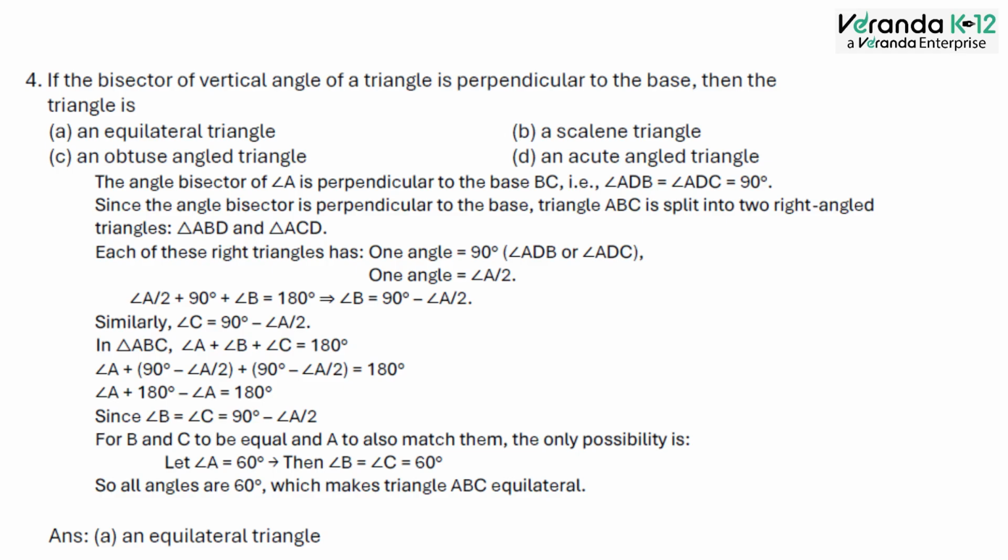So just consider this: A by 2 plus 90 plus B is 180 degree, that is B is equal to 90 minus A by 2. Similarly, we can tell angle C is also 90 minus A by 2. So this is possible when the two base angles are equal, then two sides are also equal, then obviously it is an isosceles triangle, and similarly we can prove the other two sides are equal, then the triangle will be an equilateral triangle, the only possibility. Therefore the correct option is equilateral.